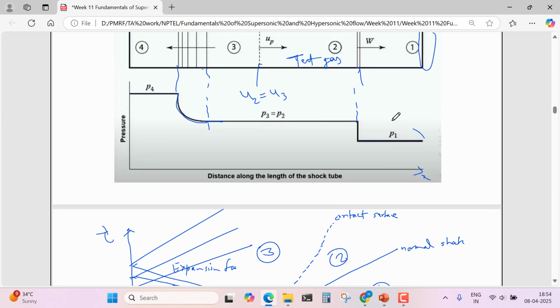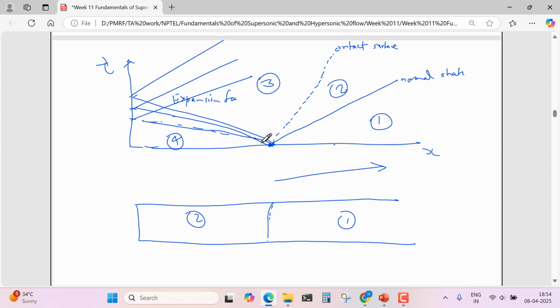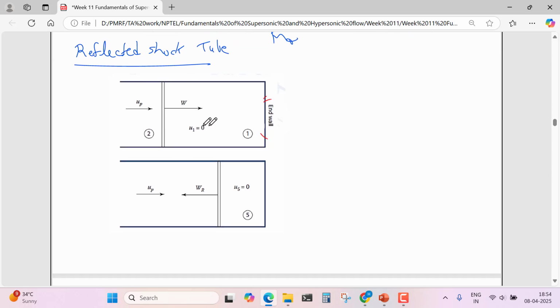In the shock tube, this end was open, so the shock wave did not reflect. But let's say this end is a wall. Then what will happen? This shock wave will come and hit the wall. But let's say this shock wave vanishes after hitting the wall. Then there would be some flow velocity at the wall also, which is not possible, because at the wall the velocity should be 0. That's why the shock wave will reflect.